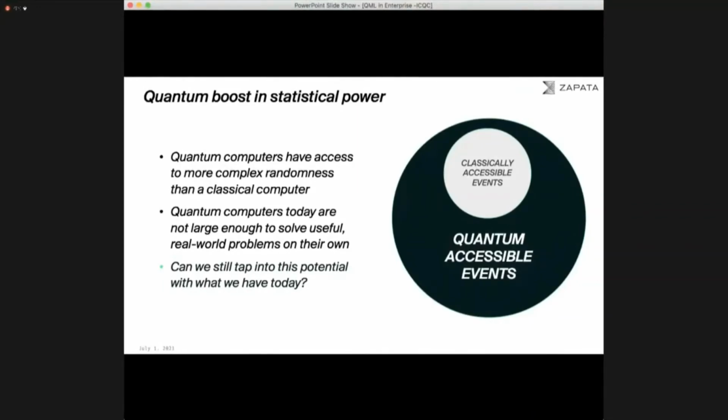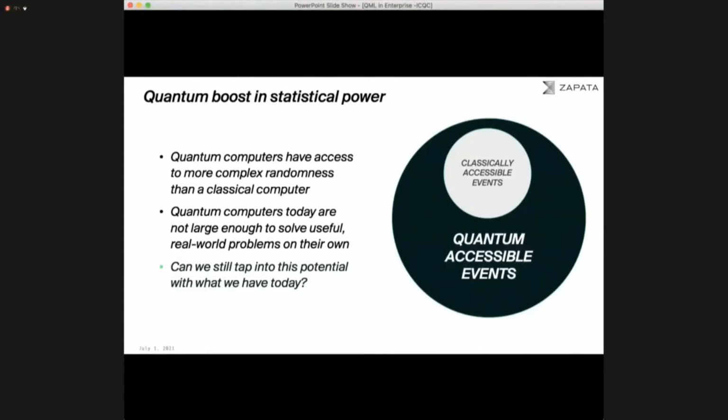Quantum computers today are not large enough to solve very useful real-world problems using the discrete algorithms, as Will and others have described. But we can still tap into this potential of what we have today because of this particular randomized sampling capability that we've already shown has supremacy over classical computers.